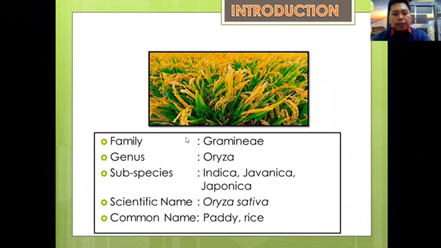The scientific name of paddy is Oryza sativa, which comes from the family Gramineae. There are three subspecies of paddy. First, Indica, second, Javanica, and third, Japonica. And the common name is paddy or rice.